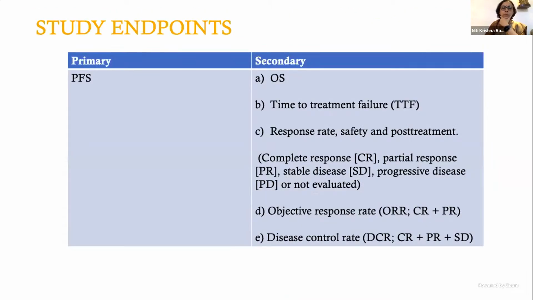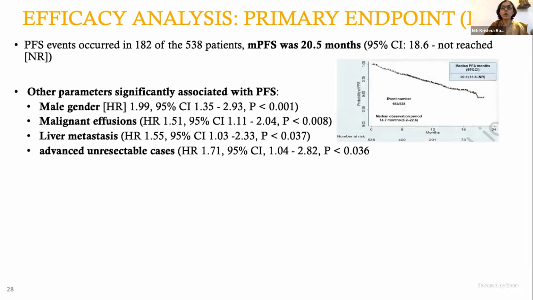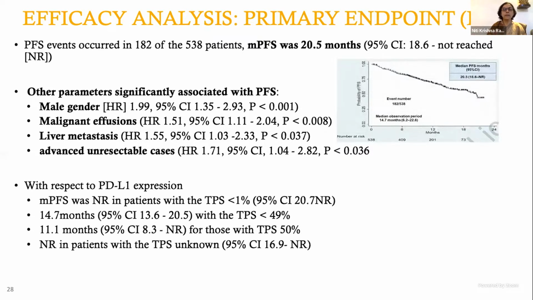The primary endpoint was progression-free survival. And it was found that in the 538 patients who were analyzed, 182 events occurred with a median progression-free survival of about 20.5 months. And this progression-free survival depended on several factors. Male gender actually had a better PFS. Malignant effusions responded better. Liver metastasis had better response. Advanced unresectable cases again had higher response. And I will describe in detail what happened with the PD-L1 expression status.